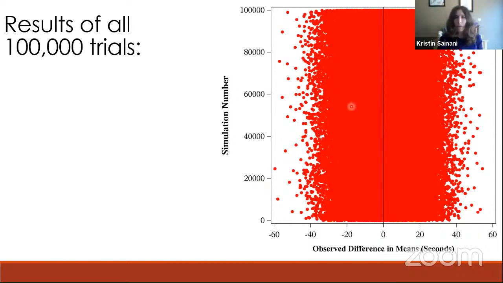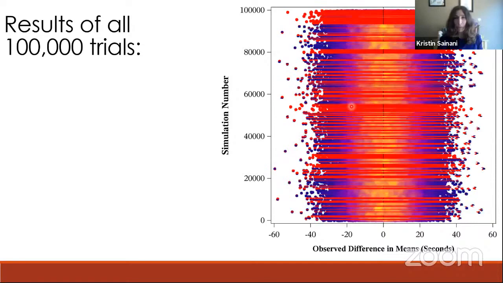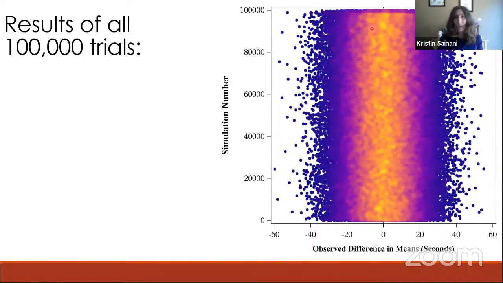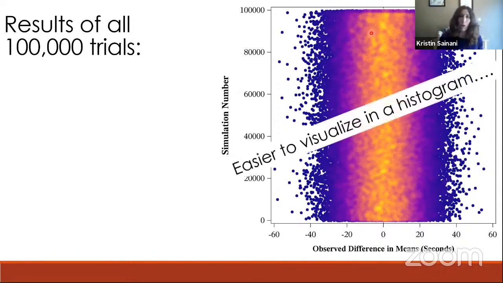You can do a little better in the visualization if you do what's called a density plot. So I've now changed this to a density plot. The hot areas in the middle represent where we've got lots of dots. And you can see because there's actually no difference between the groups, we cluster around 0 quite heavily. This is actually better visualized, though, probably in a histogram. So what I'm going to do now is switch to showing you these data in a histogram.